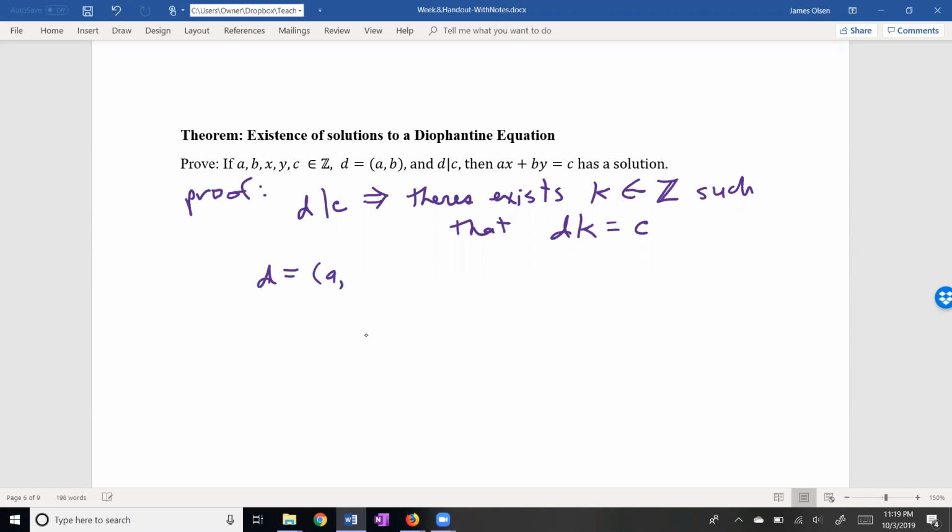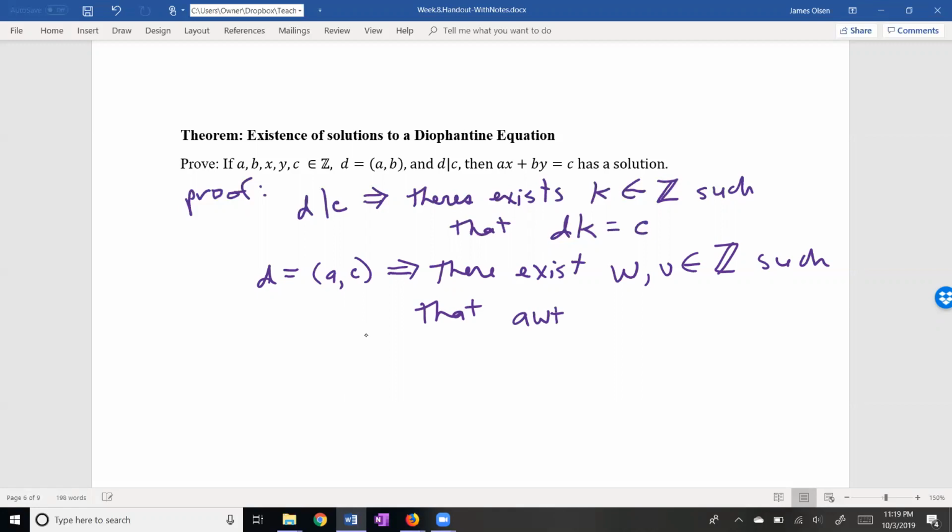D equals the greatest common divisor of A and B, so by Bezout's theorem there exist two integers, maybe I will use W and V, in the integers such that a linear combination of A and B gives D. AW plus, whoops, I have a mistake here. It's supposed to be A and B. Let me fix that. AW plus BV is equal to D.